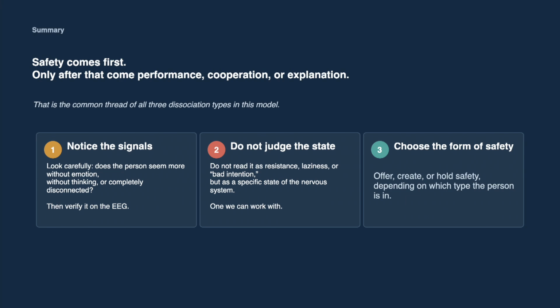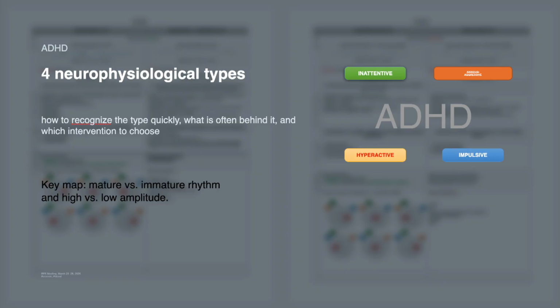Let's go to ADHD. Our research on ADHD started in 2011 and has included over 500 child clients, 70% boys and 30% girls, aged 7 to 13. According to the ICD-based classification, there are 4 types of ADHD: 1. Inattentive, 2. Anxious aggressive, 3. Hyperactive, 4. Impulsive. We have assigned a specific neurological pattern and corresponding symptom profile to each of these types. In the remaining time, I will try to give you a clearer picture of each of these patterns.